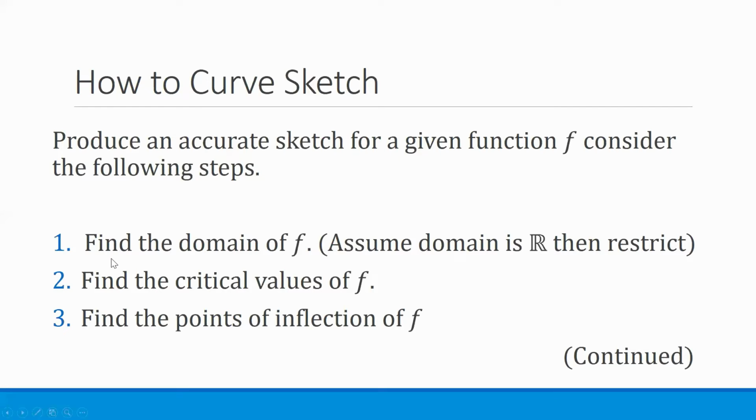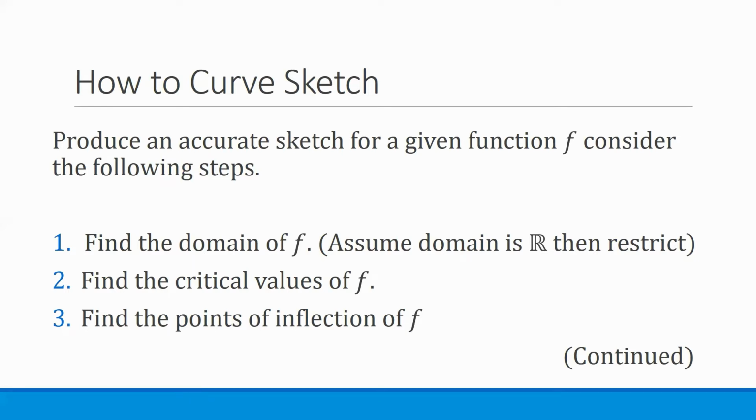The first thing we want to do is find the domain of the function. We're going to assume the domain is all real numbers, and then if I can't plug in values into the function, I'll restrict it from there. Once we've considered the domain, we're going to find the critical values. Remember, these are the values where the first derivative does not exist or are equal to 0. That'll tell me where the curve could possibly change directions.